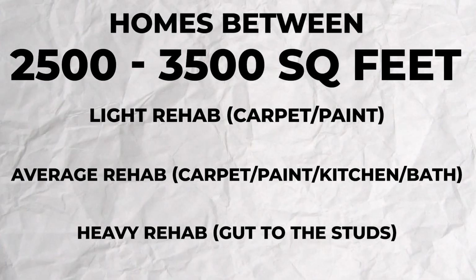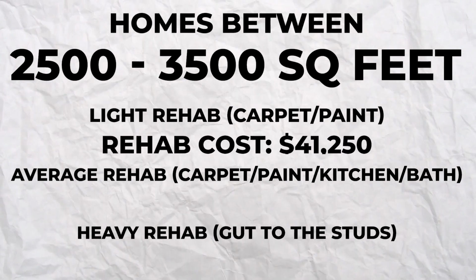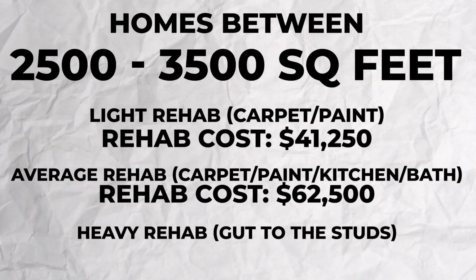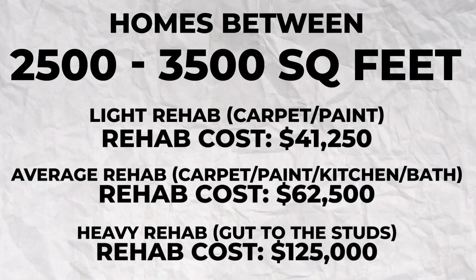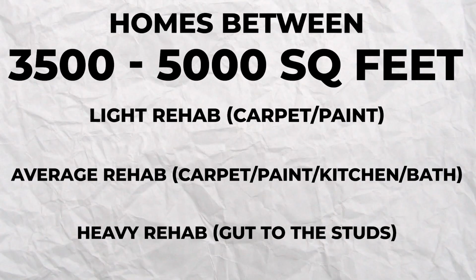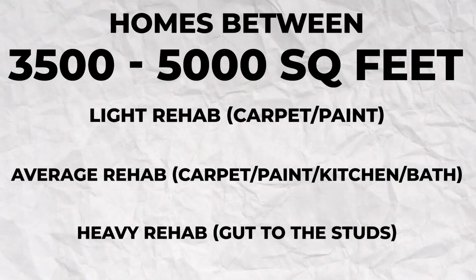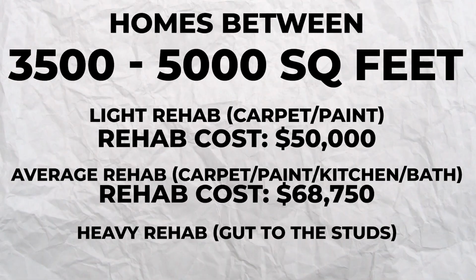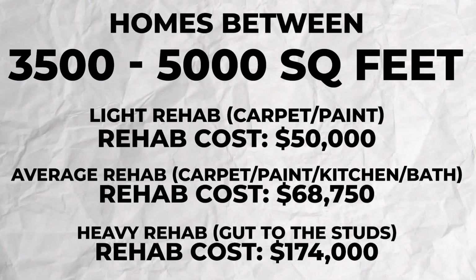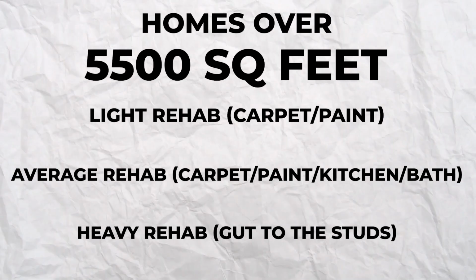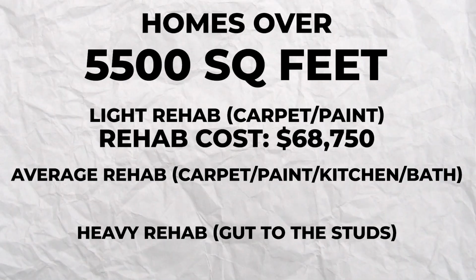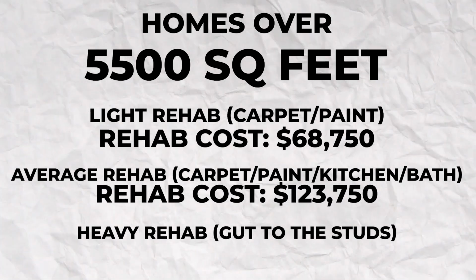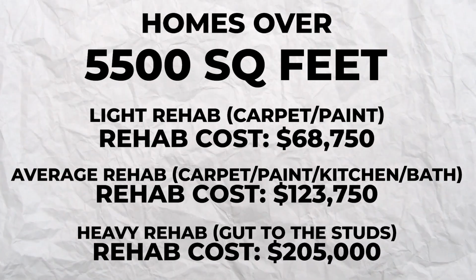For homes 2,500 to 3,500 square feet, a light carpet paint rehab costs $41,250. An average carpet paint kitchen bath rehab costs $62,500, and a heavy complete gut rehab costs $125,000. Now for homes 3,500 to 5,000 square feet, a light carpet paint rehab costs $50,000, an average carpet paint kitchen bath rehab costs $68,750, and a heavy complete gut rehab costs $174,000. For homes over 5,500 square feet, a light carpet paint rehab costs $68,750. An average carpet paint kitchen bath rehab costs $123,750. And a heavy complete gut rehab costs $205,000.